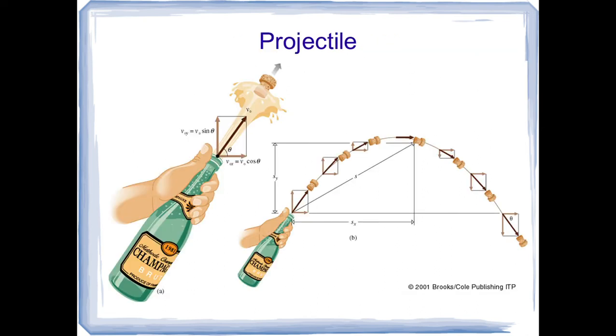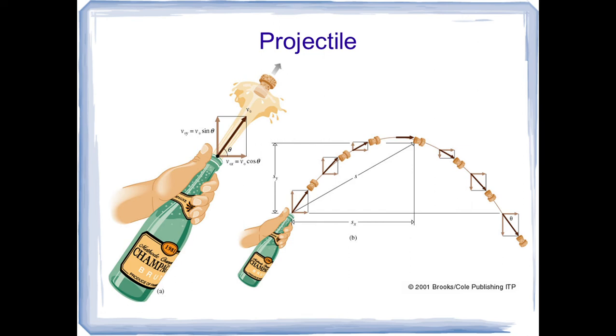And I love that the book decided to use a champagne cork as the example there. I'm sure you guys have plenty of experience launching champagne corks at people. Hopefully not. But it shows that the initial velocity is broken into the horizontal and vertical direction.